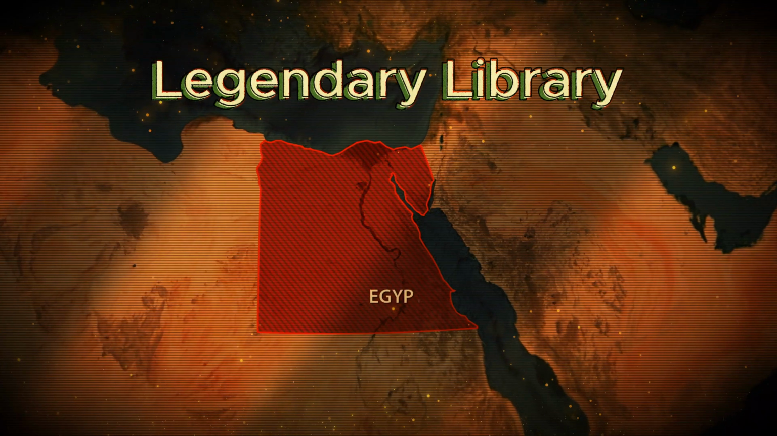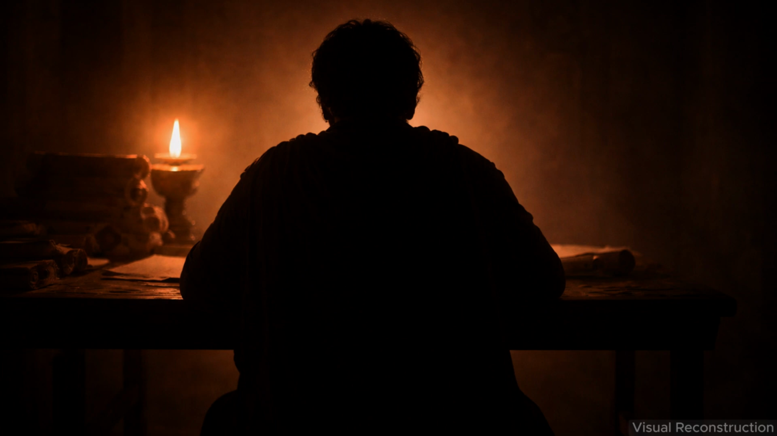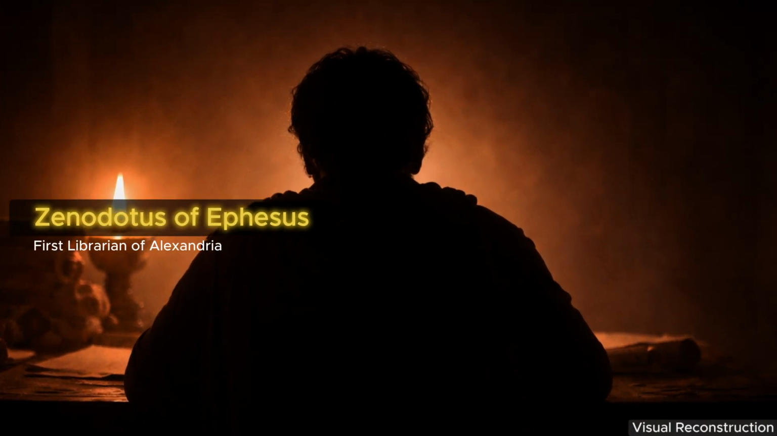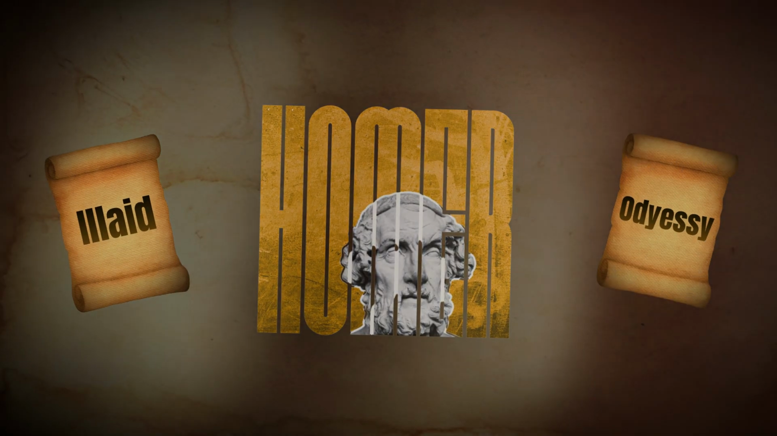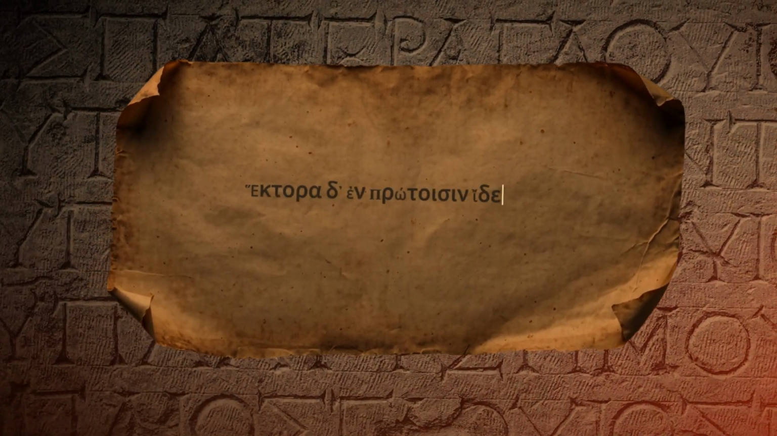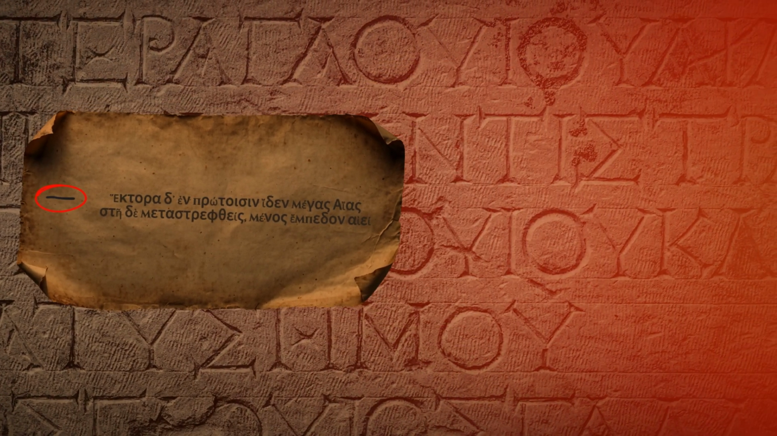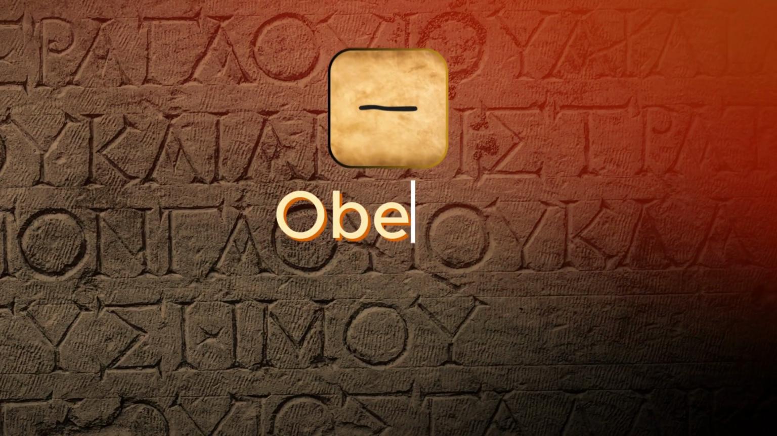This story begins in the 3rd century BC, inside the legendary Library of Alexandria, a hub of ancient learning. The first librarian, a grammarian named Zenodotus of Ephesus, was given a monumental task: to restore Homer's great epics, the Iliad and the Odyssey, to their original form. To do it, Zenodotus introduced a new symbol, a short horizontal line drawn in the margin beside any verse he thought false or doubtful. That simple line became known as the obolos.